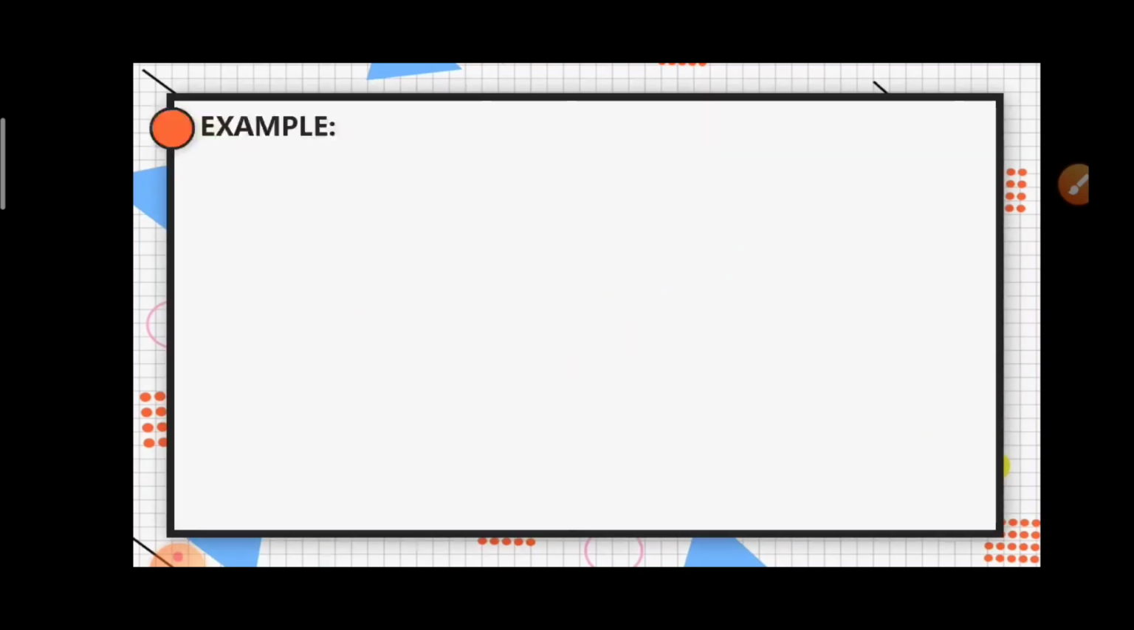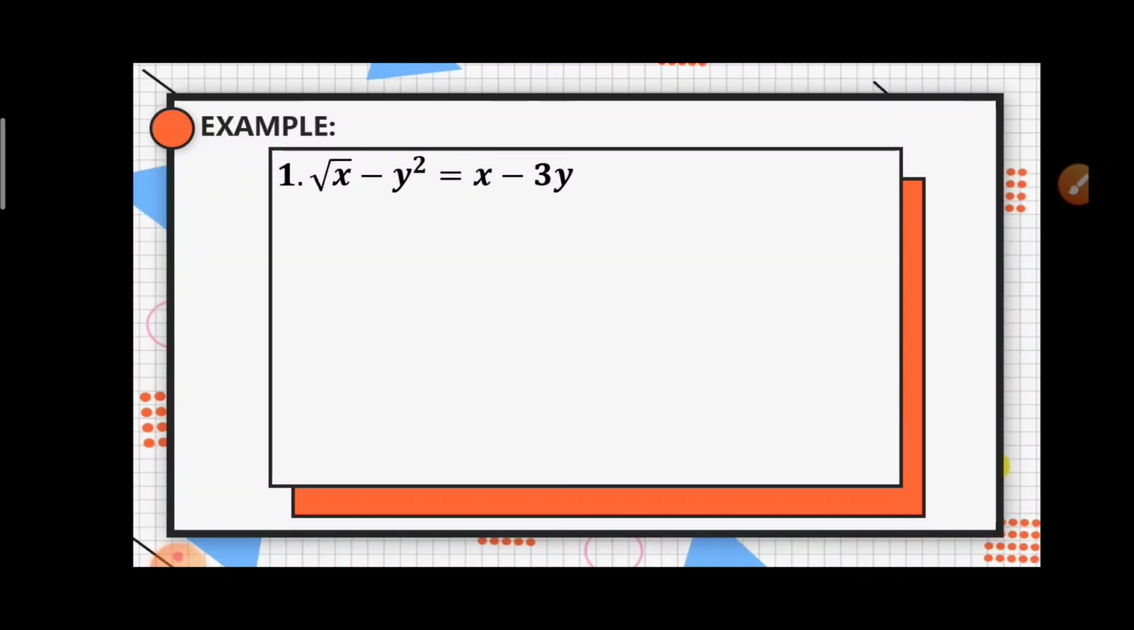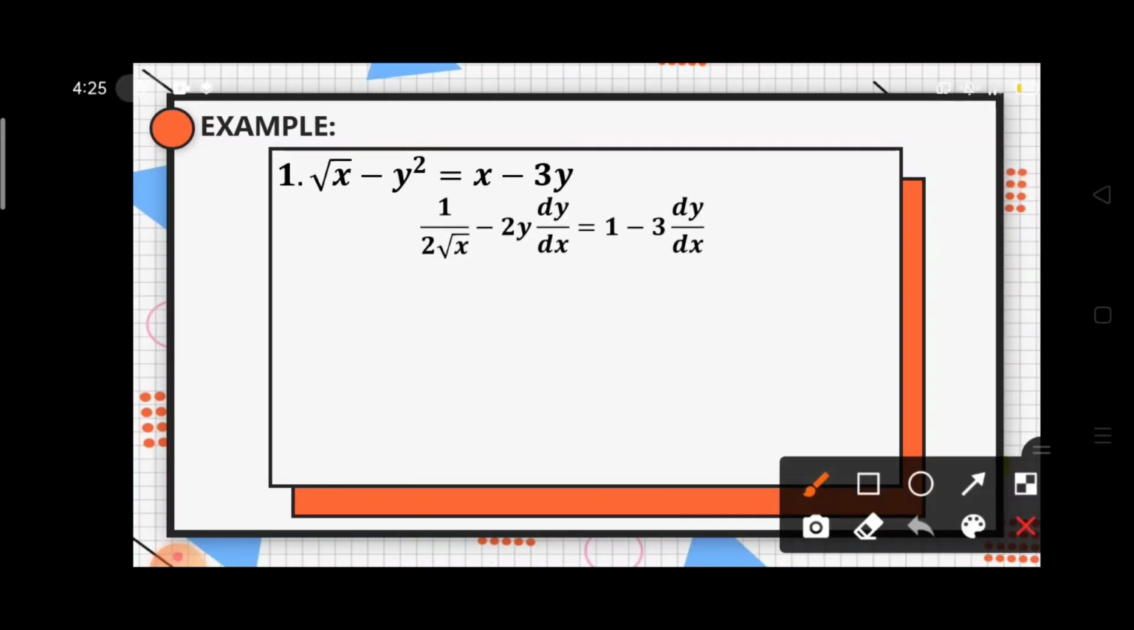We know in implicit differentiation we need to differentiate both sides, and if you see a term that contains y, we need to differentiate that with respect to x. So our first example, we have square root of x minus y squared equals x minus 3y. The derivative of square root of x is simply 1 over 2 square root of x, and differentiating negative y squared, we get negative 2y dy over dx, equals the derivative of x, which is simply 1, and negative 3 dy over dx.